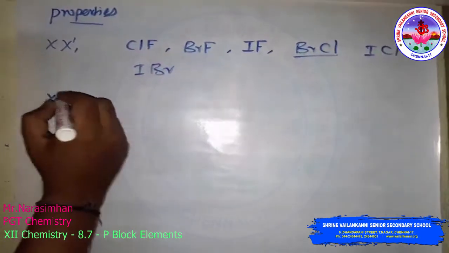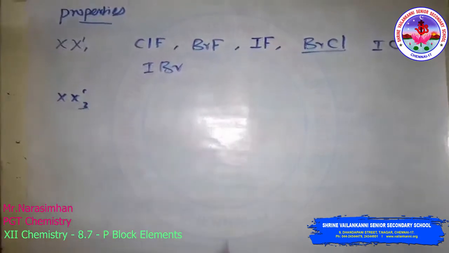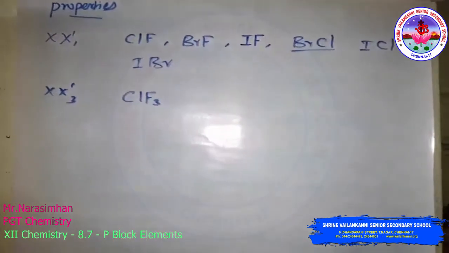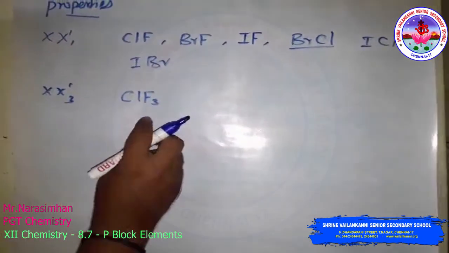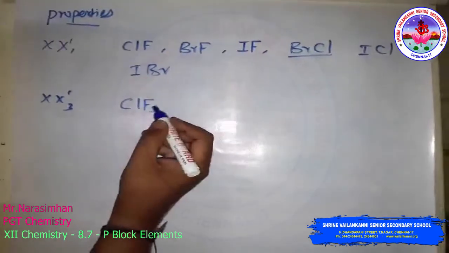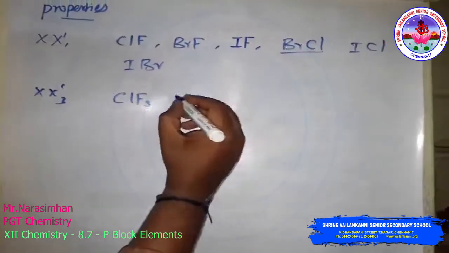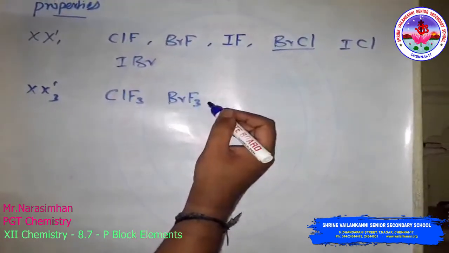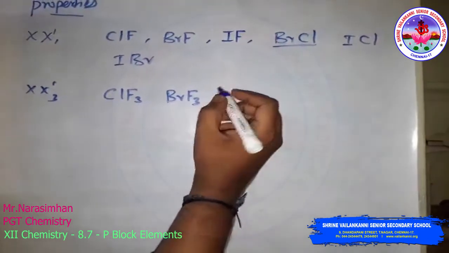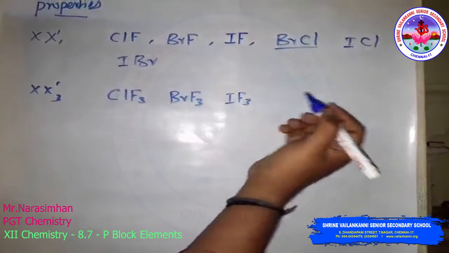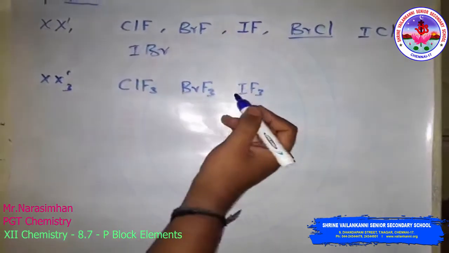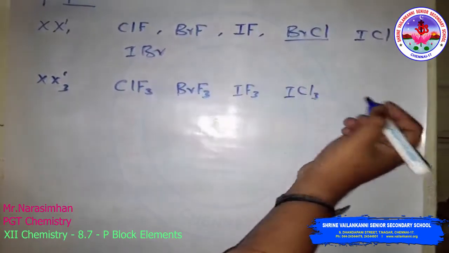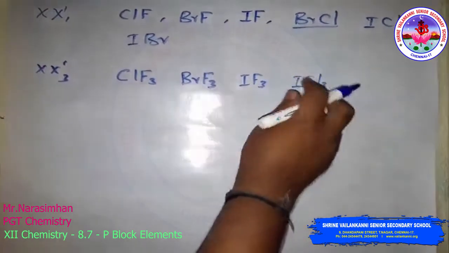Then the physical properties and color of the XX'3 type compounds. The compound ClF3 is a colorless gas, and the structure of the molecule is bent T-shaped. Then BrF3 is a yellow green liquid with a bent T shape. IF3 is a yellow powder, also bent T shape. ICl3 is an orange solid, also bent T-shaped.